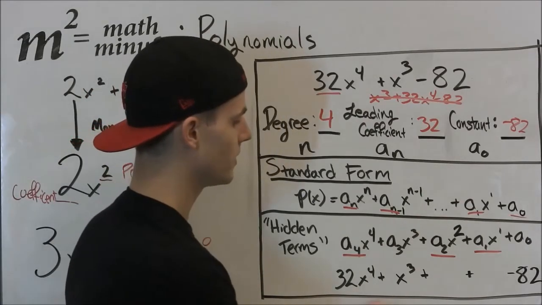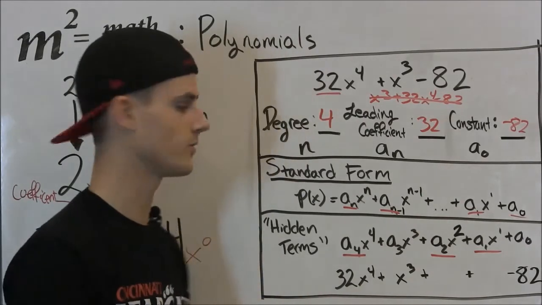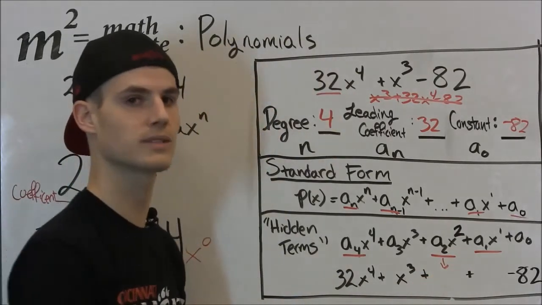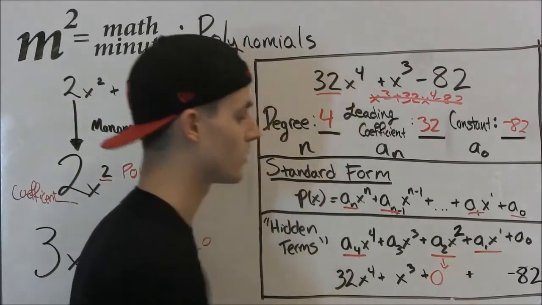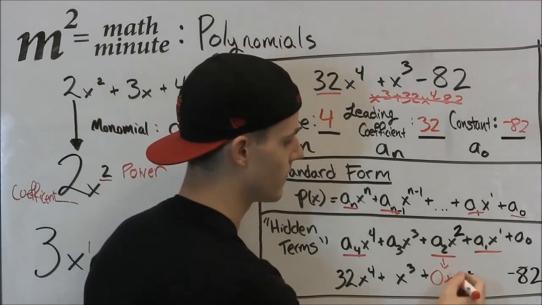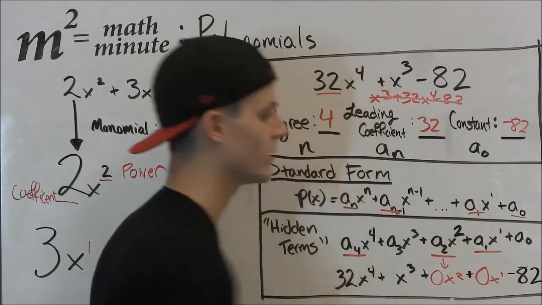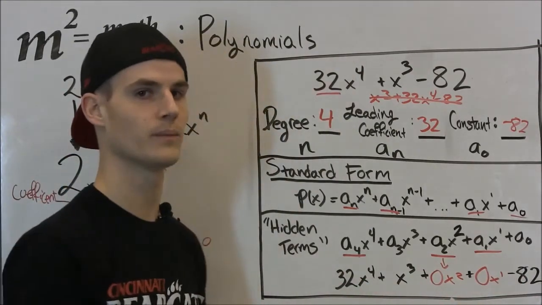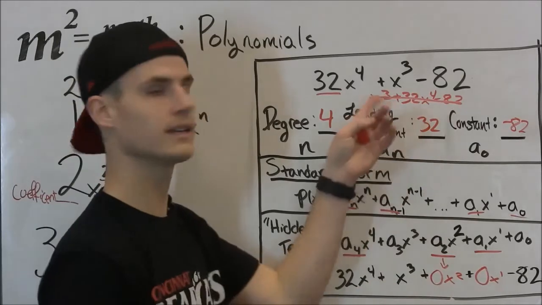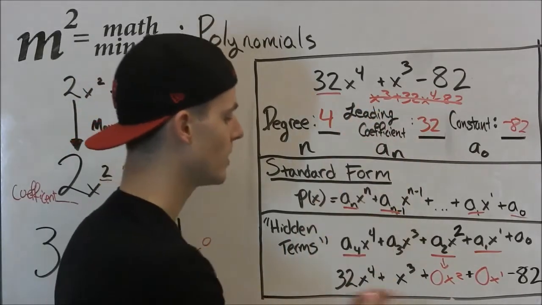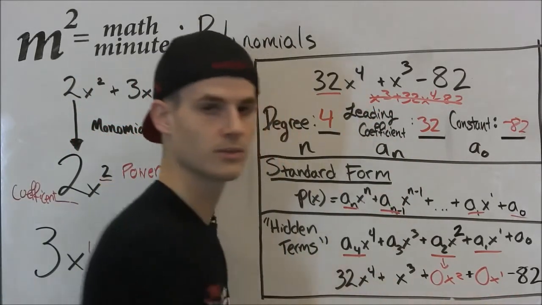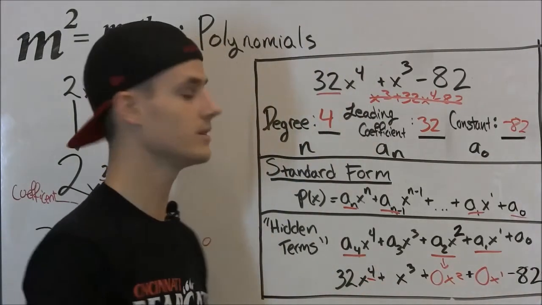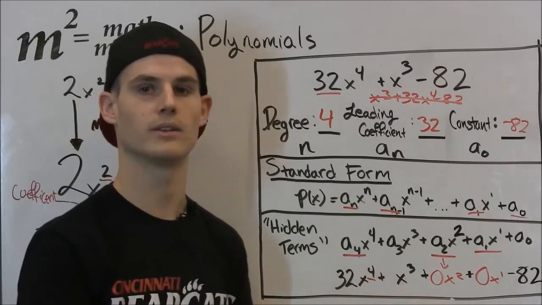So this is where the idea of hidden terms comes from when we're talking about the standard form. These actually do exist. We just don't see them because our corresponding coefficient is 0. For both of these, we multiplied by 0. So this is in the standard form. Although we didn't see it here, applying standard form, we have to account for every value in between, from the degree all the way to the end.